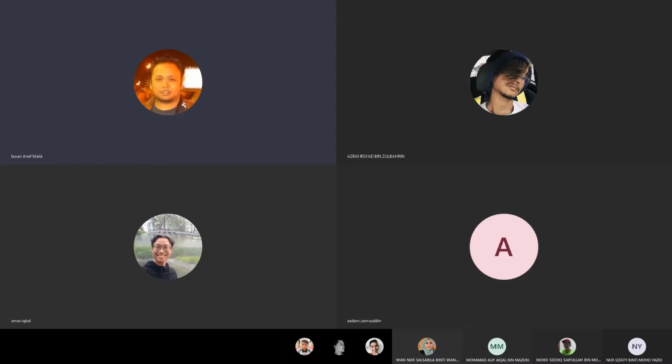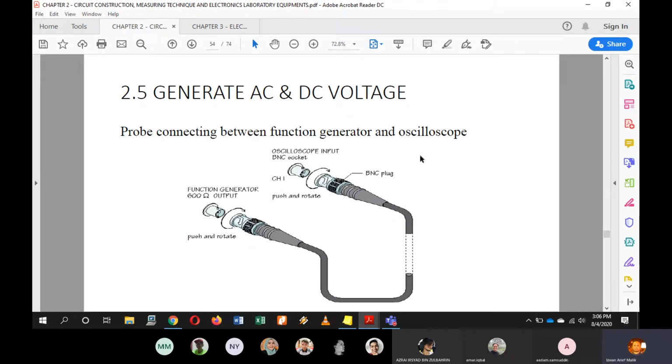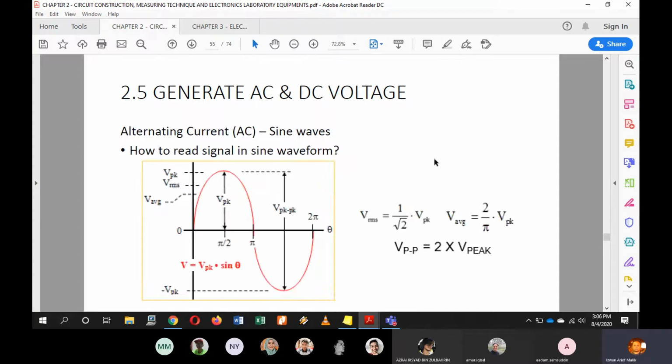We shall continue our lecture from where we stopped from our first class last week, which is to generate the AC and DC voltage. So we stopped at the probe connecting between function generator and oscilloscope, the BNC plug.